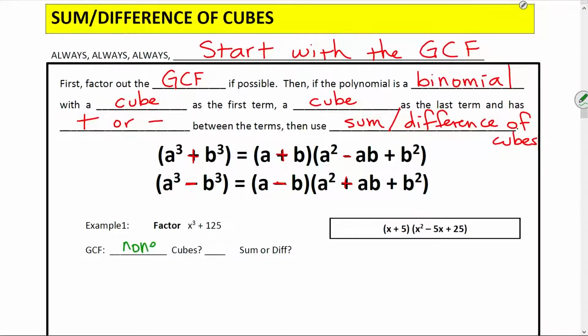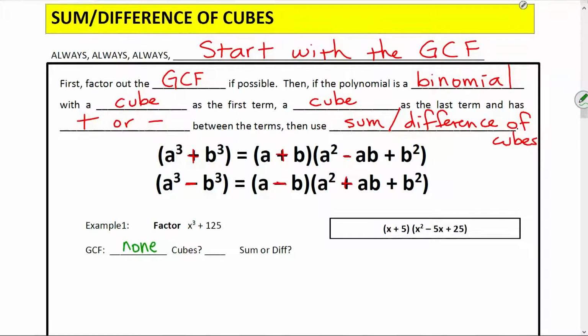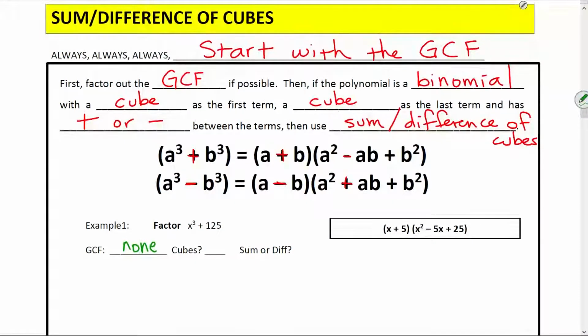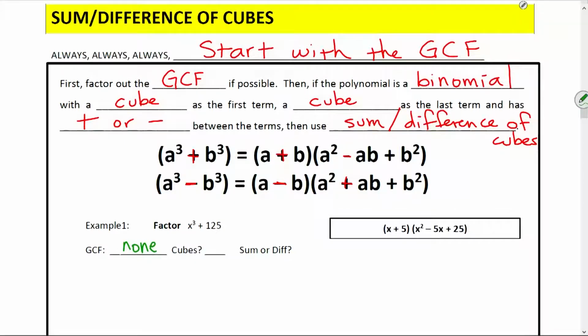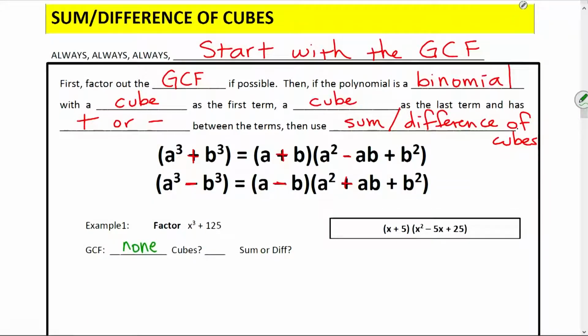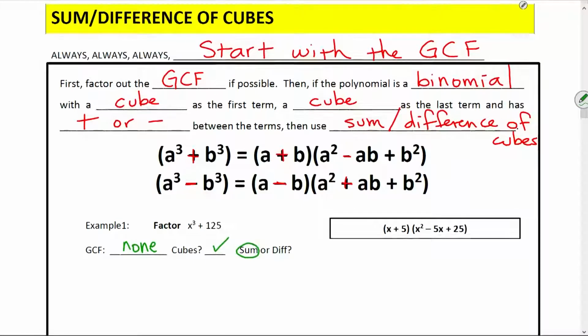Now, is x cubed something cubed? And the answer is, yeah, it's x cubed. Now for 125, you may or may not have your perfect cubes memorized. If you have a calculator, you can look at perfect cubes and look at cube roots of things. 125 actually is a perfect cube. It's 5 cubed. So these are cubes, and this is the sum of cubes.